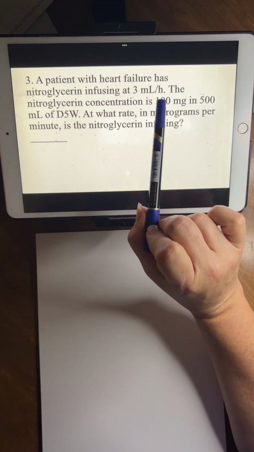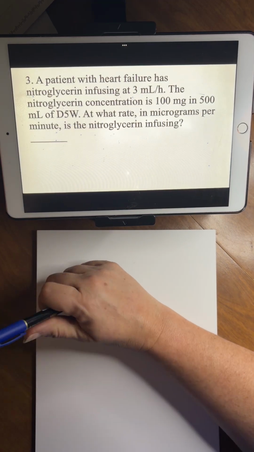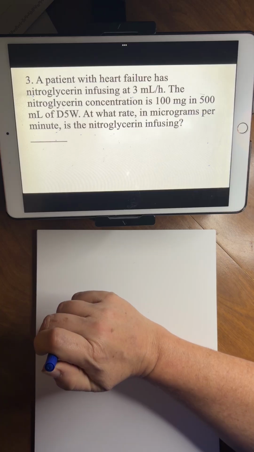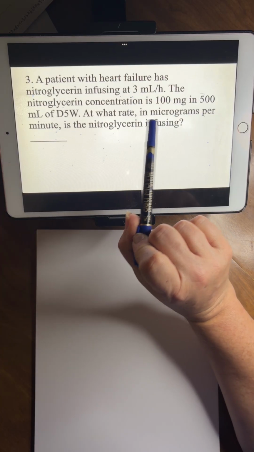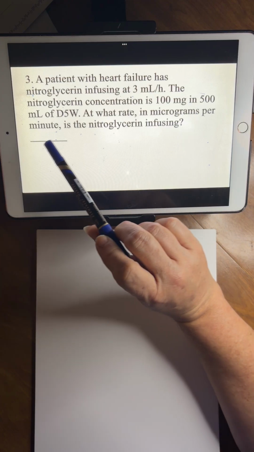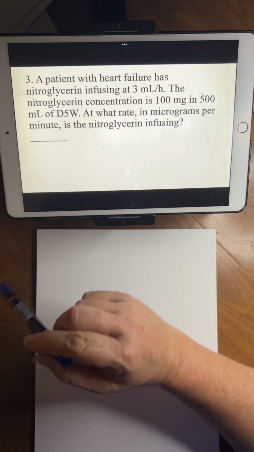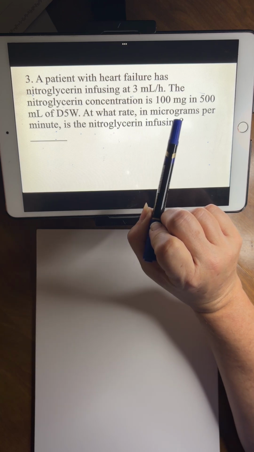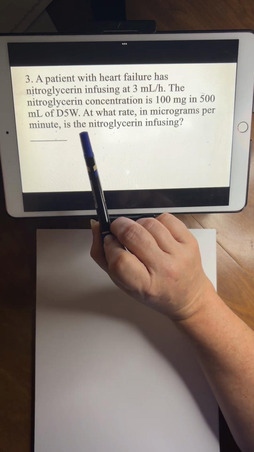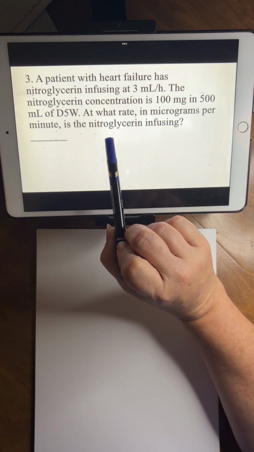A patient with heart failure has nitroglycerin infusing at 3 milliliters an hour. The concentration of nitroglycerin is 100 milligrams in 500 milliliters of D5W. At what rate in micrograms per minute is the nitroglycerin infusing?